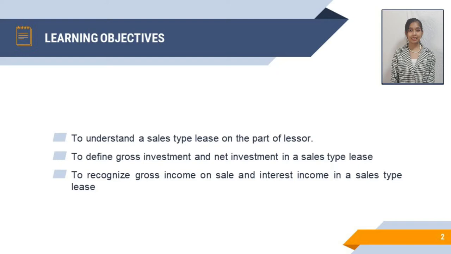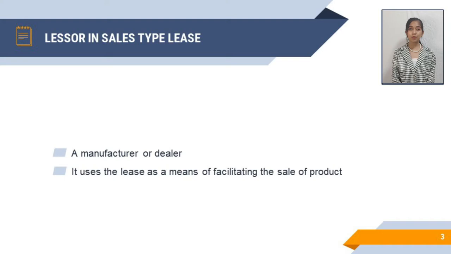With lease from the point of view of the lessor. Let's first have the objectives of Chapter 14, which are the following. First is to understand a sales type lease on the part of the lessor. Next is to define gross investment and net investment in the sales type lease. And lastly, to recognize the gross income on sale and interest income in a sales type lease. Let's now proceed in our discussion.